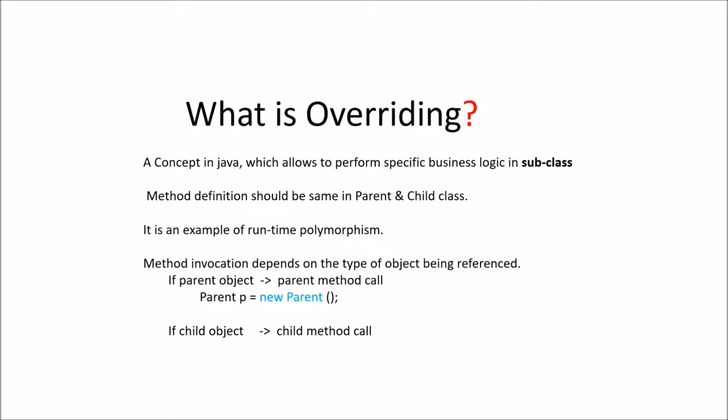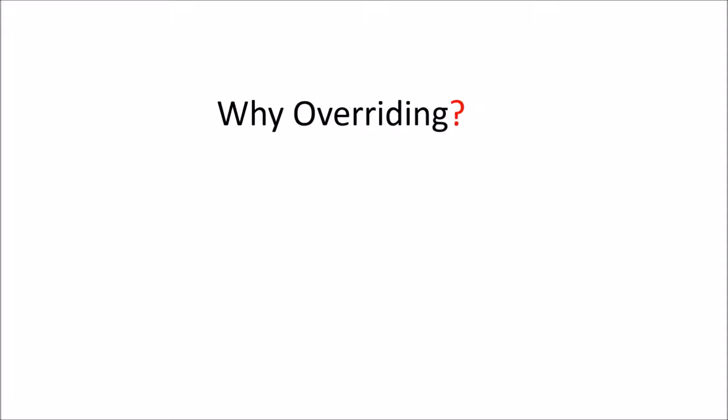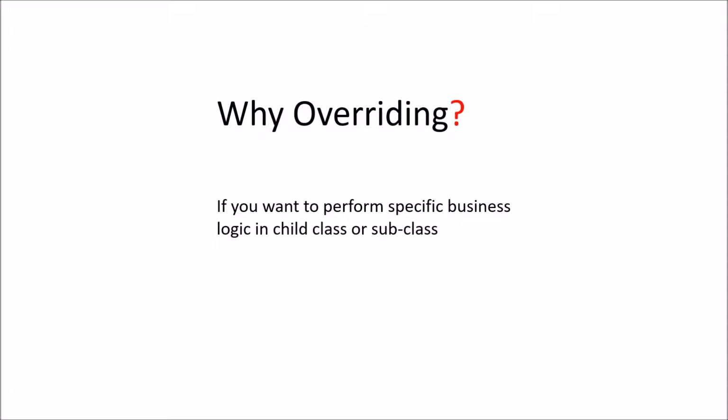Now, creation of child object can be done in two ways. First, with reference to child, and another is with reference to parent. So, you can create a child object with a reference to parent, or you can create a child object with a reference to child. In both cases, child method will be called. Now, why overriding? When you want to perform a specific business logic in subclass or child class, then go for overriding.